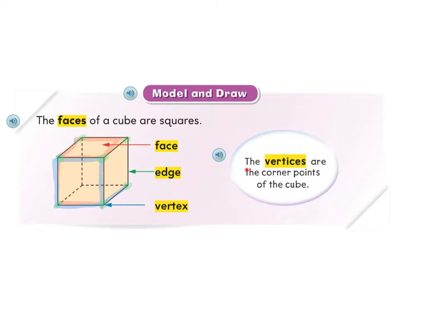And then the vertices are the corner points of the cube. So vertices is just the plural form of vertex. So more than one vertex are vertices.